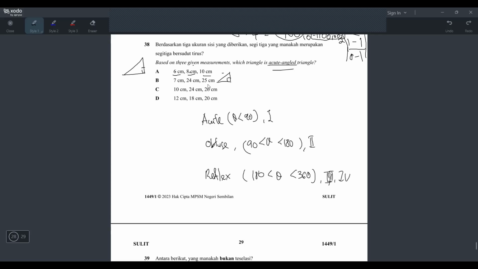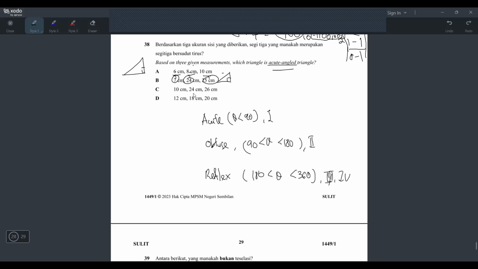Because only in a right angle triangle where the longest side is 25, you can use the Pythagoras theorem. The Pythagoras theorem means 7 square plus 24 square, and then you square root. It means 7 square plus 24 square equals 25 square. Or you can say 7 square plus 24 square, square root the whole thing, you will get 25. So that's why A and B are right angle triangles.